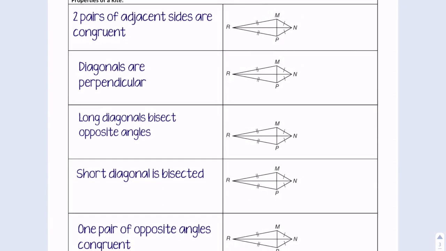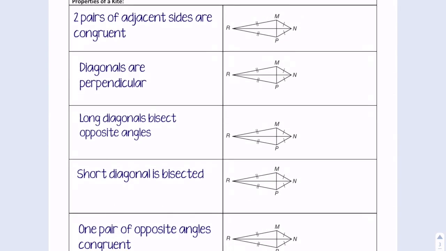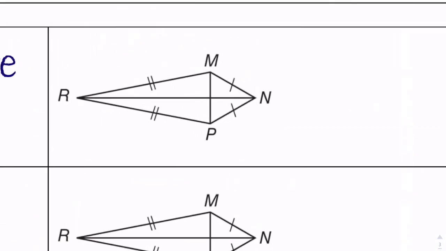I'm going to give you a second to write down these properties of kite. All right. Go ahead and pause. Make sure you wrote those down. And so, properties of a kite. 2 pairs of adjacent sides are congruent. So they're talking about this right here and this right here.